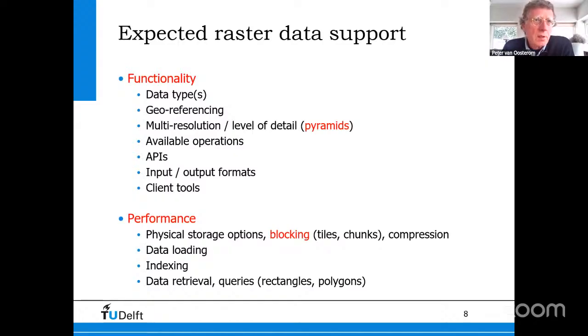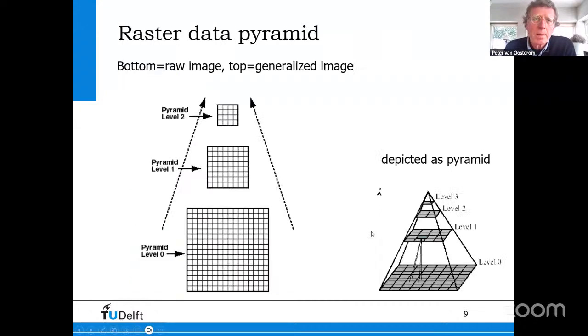So data loading takes time. After that, you can do the indexing. That takes time. And then you would like to have, say, efficient data retrieval. So queries should go fast. It could be simple rectangles, but also polygons or other shapes.